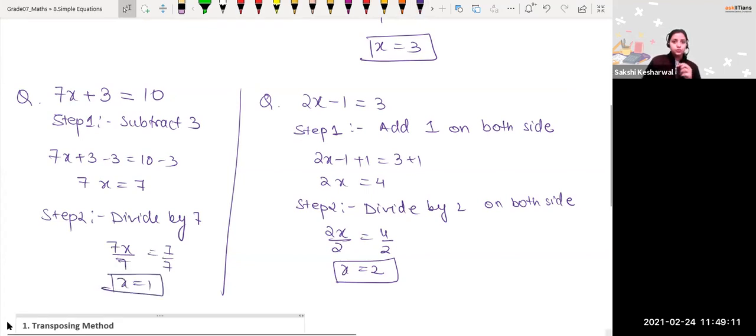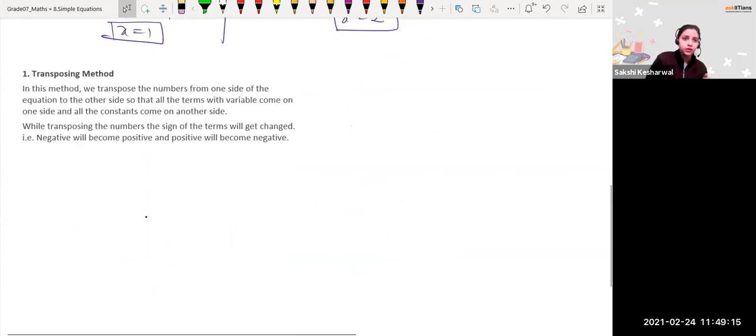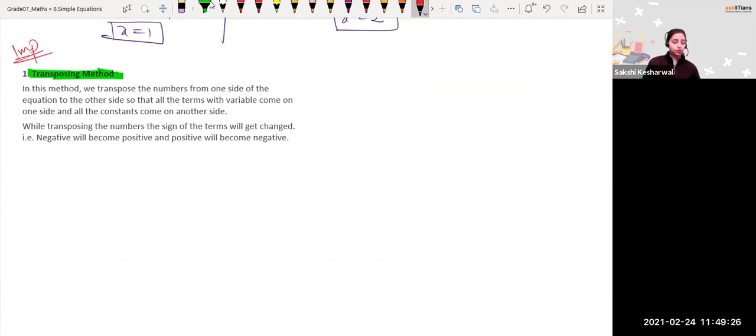Now, what is the transposition method? Listen very carefully. This is important. Transposition method is very important, so try to understand this concept very nicely. I generally prefer this method, and most of the students later on will be preferring this method too.